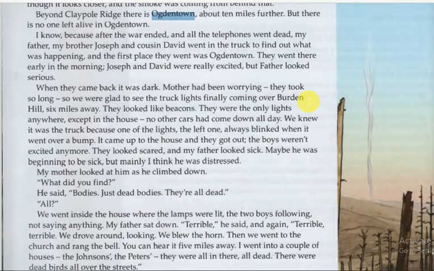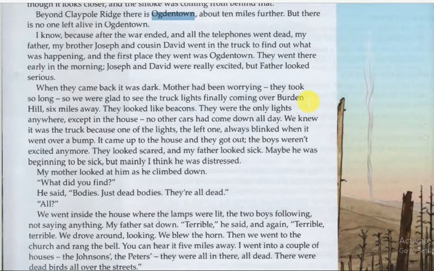No other cars had come down all day. We knew it was the truck because one of the lights, the left one, always blinked when it went over a pump. So they knew it was the truck, the only car that comes from here. They looked scared. She's describing them. They were scared.